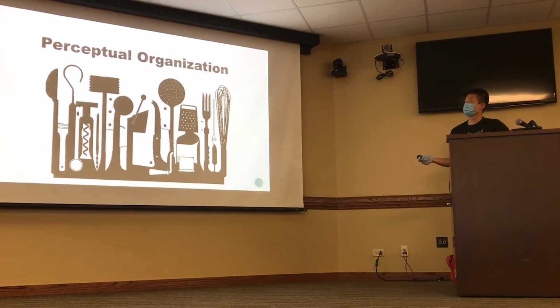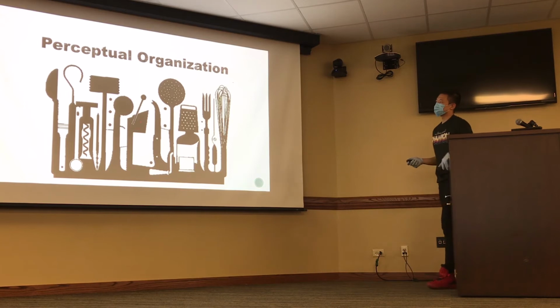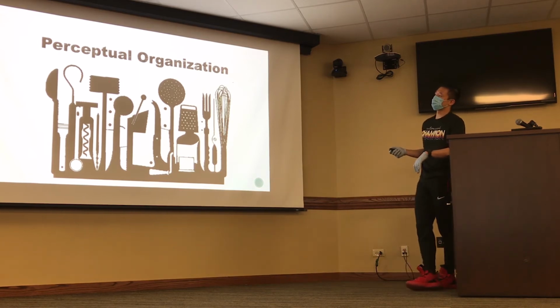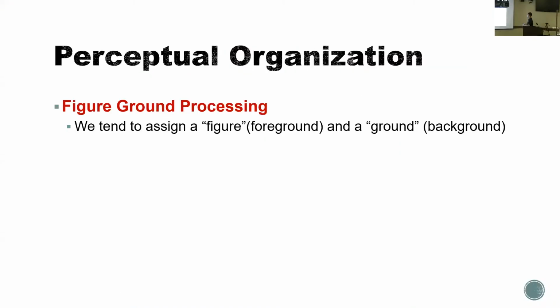Okay. So those are the shapes that you see in black, and then you also see white, right? Okay. What about other people? So kind of similar? Okay. So when you see a hammer here, what is the background? Right. The white part will be the background. But when you see a knife here, what will be the background? Okay. So this is called figure ground processing. We tend to assign a figure and a ground. So the figure will be the foreground, and the ground will be the background.